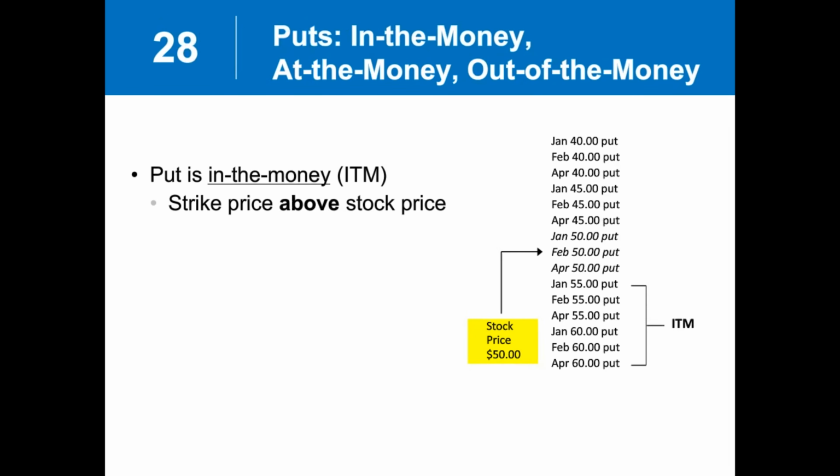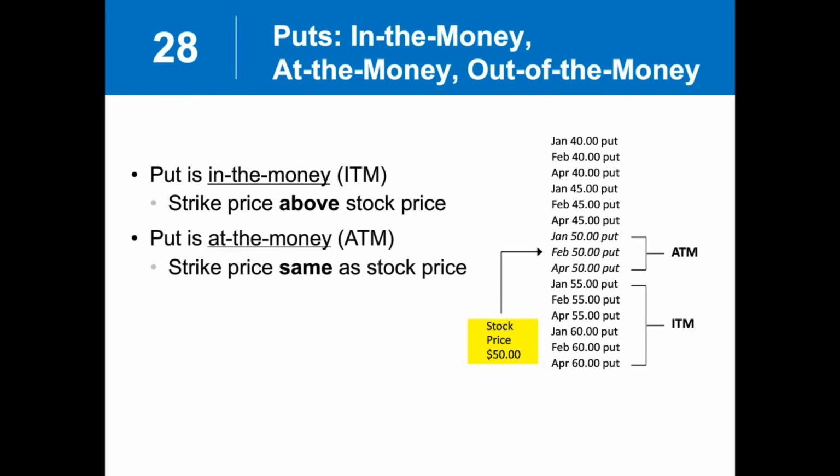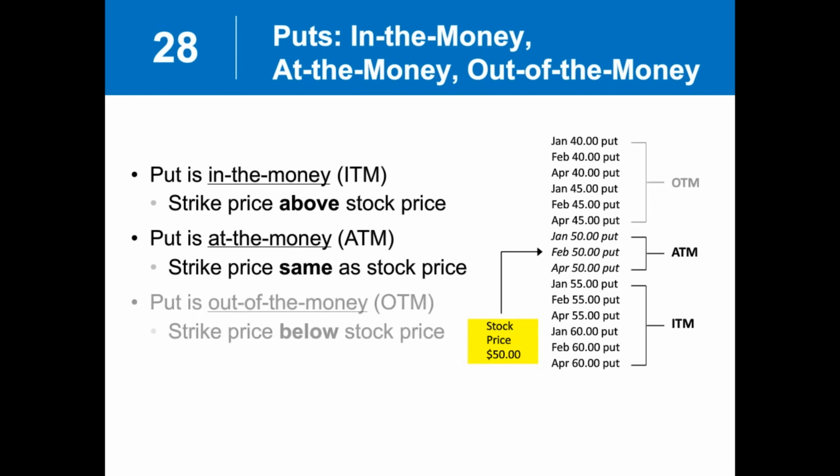So with puts, if the strike price is above the stock price, that's in the money. At the money and out of the money work the same way. At the money is where the shares and the strike price are the same. Out of the money is where the strike price is below the stock price. Do I want to sell shares at 45 when it's trading 50? Certainly not. So that is in, at, and out of the money.